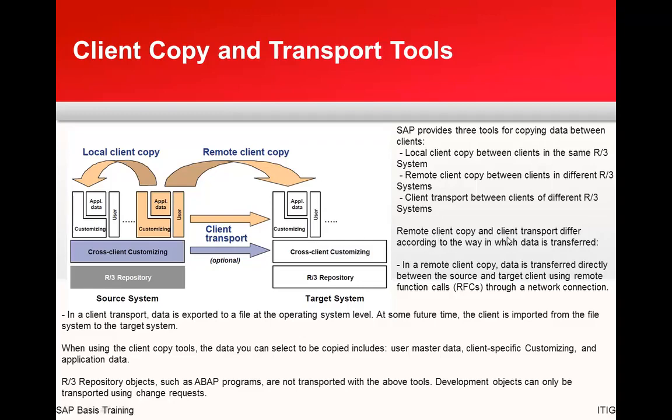So remote client copy and client transport differ according to the way in which data is transferred. In both cases we are copying it, but it's a bit different. In a remote client copy, data is transferred directly between the source and target using the RFC network connection. And in a client transport, data is exported to a file at the OS level, and at some future time the client is imported from the file system to the target system. So this is the difference between the two.